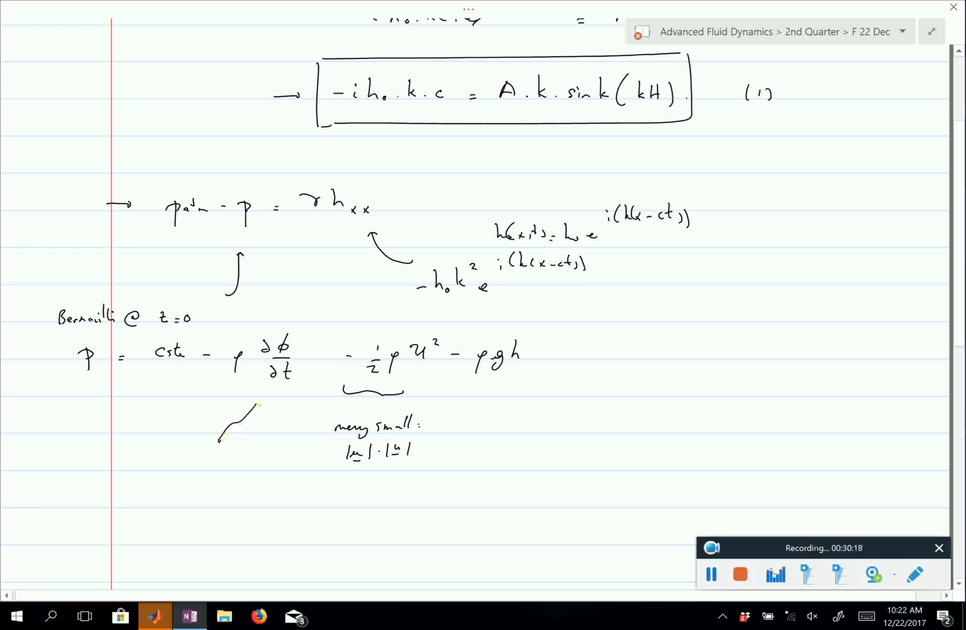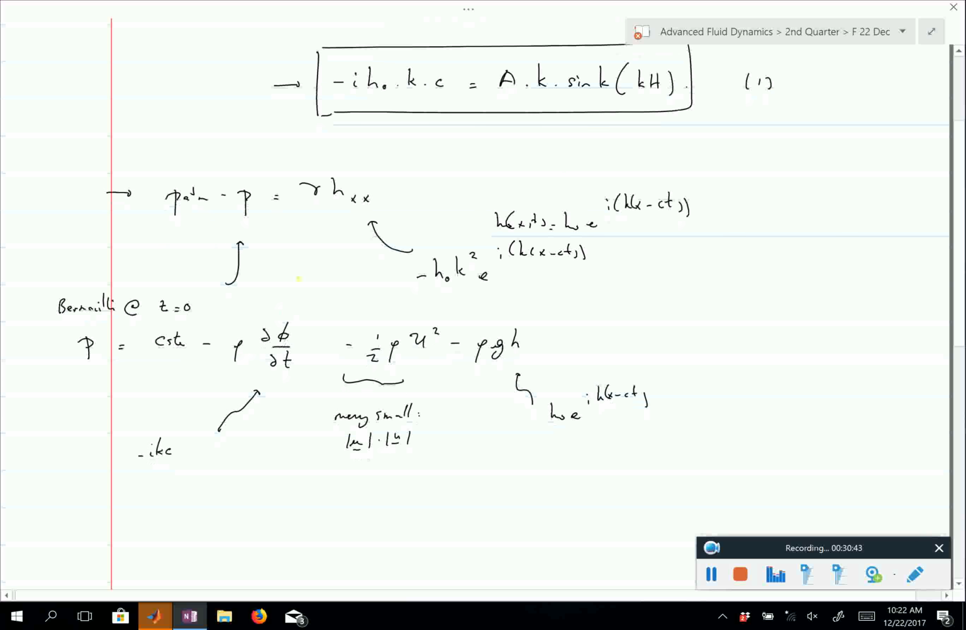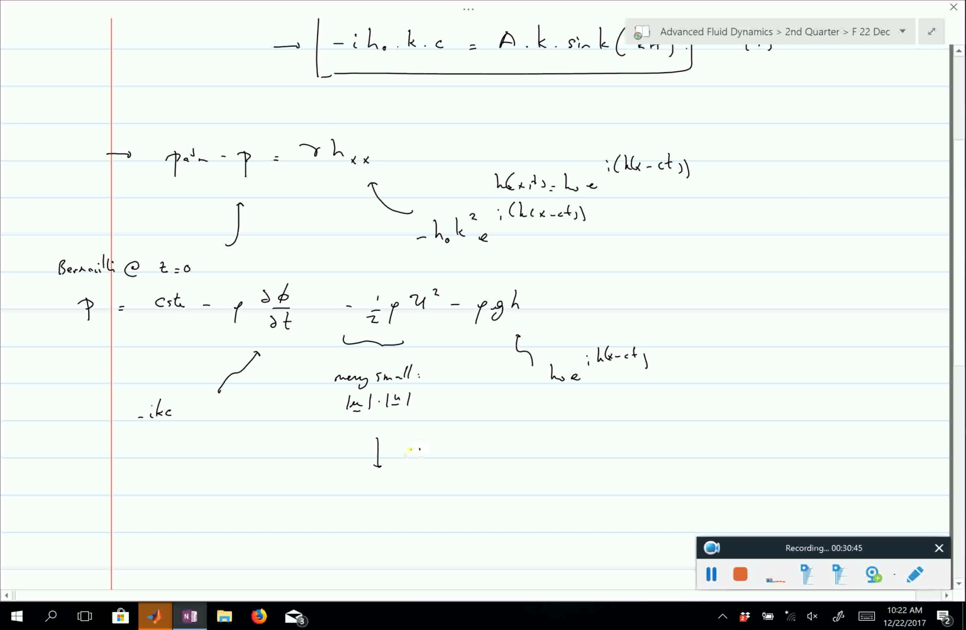Note that this partial phi over partial t will give you a minus i k c, right, times a sine blah blah, and this here will be h naught, exponential i k x minus c t, right? You're plugging all of this into that equation, so this now I'll let you do it yourself. This algebra is very doable, huh? And the equation you will get, this one I've written down, so let me just write that.